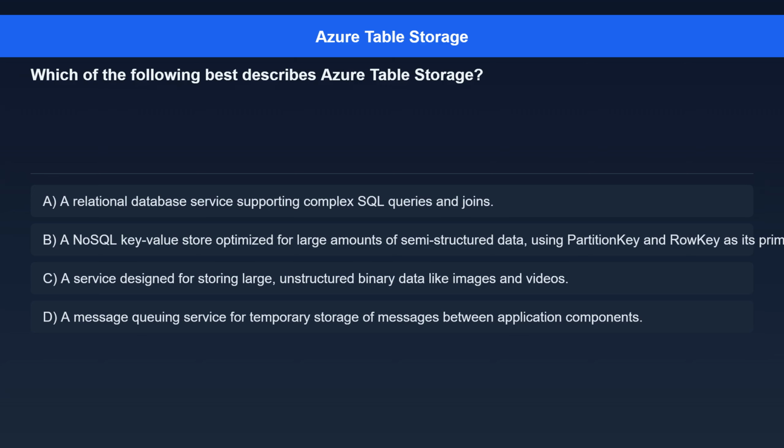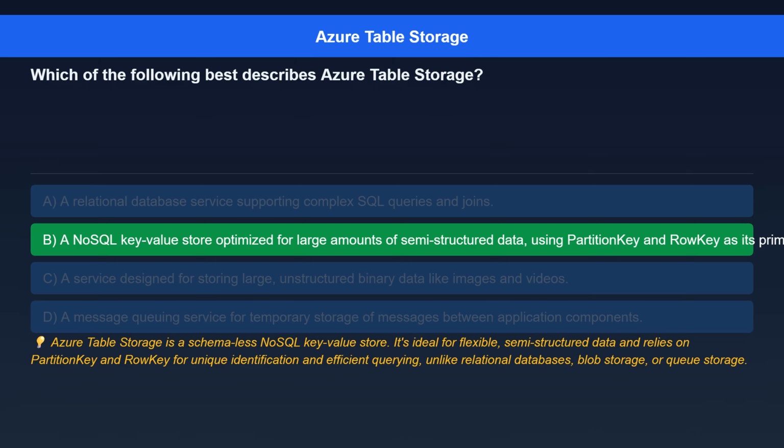Question 7. Which of the following best describes Azure Table Storage? Option A. A relational database service supporting complex SQL queries and joins. Option B. A NoSQL key-value store optimized for large amounts of semi-structured data, using partition key and row key as its primary key. Option C. A service designed for storing large, unstructured binary data like images and videos. Option D. A message queuing service for temporary storage of messages between application components.